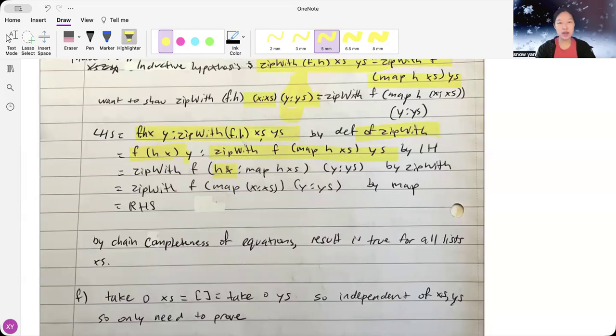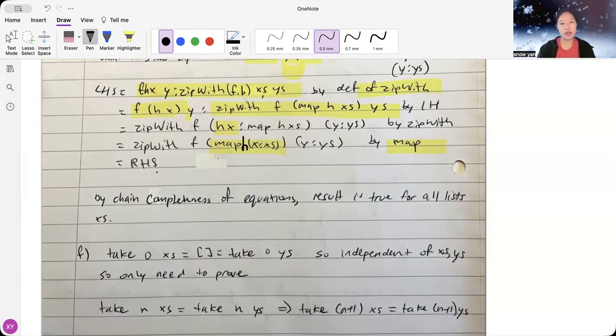And I see that h of x cons map of h of x's is just the definition of map reversed, right? So we're going to put this back in here. I'm missing an h here; it should have been map of h of x's. And then it would be the right-hand side. And lastly, we finish off the proof by saying that by chain completeness of equations, the result is true for all lists x's.